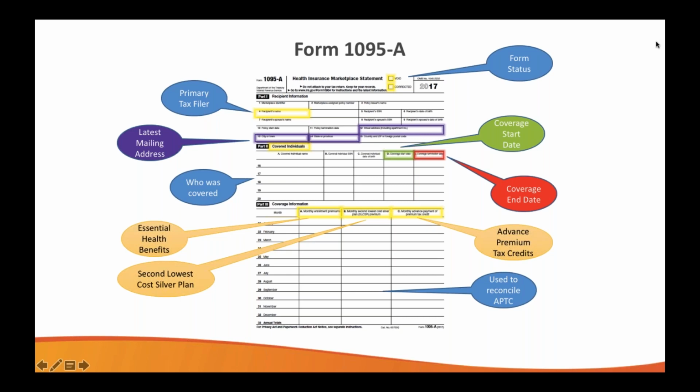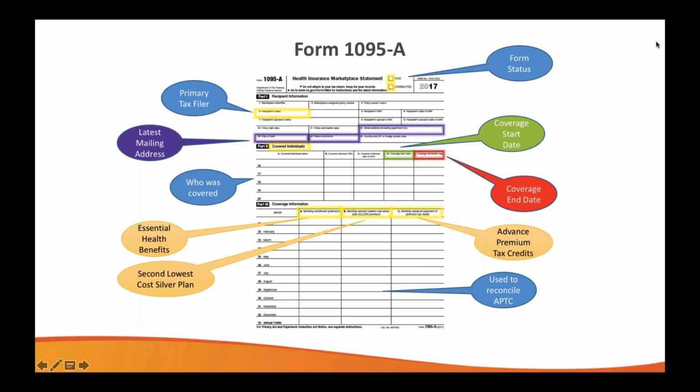The primary tax filer, over to the far left in the yellow, would not be the primary applicant, but the primary tax filer would be indicated there. Any individual would be indicated underneath that yellow box. The spouse, if there is one, would be under the yellow box. The latest mailing address is in those purple boxes, so that would be the address, city, state, and county.